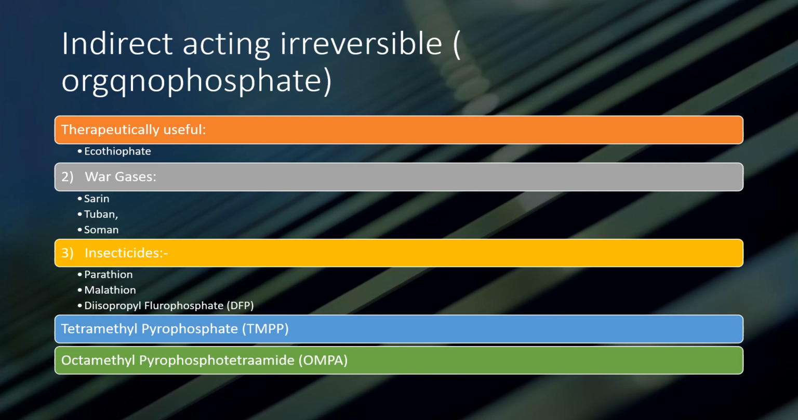Now, indirect acting irreversible organophosphates. We have only one drug which is therapeutically useful, which is echothiophate, and the war agents are sarin, tabun, and soman. Insecticides are parathion, malathion, diisopropyl fluorophosphate, DFP, TEPP, and OMPA.